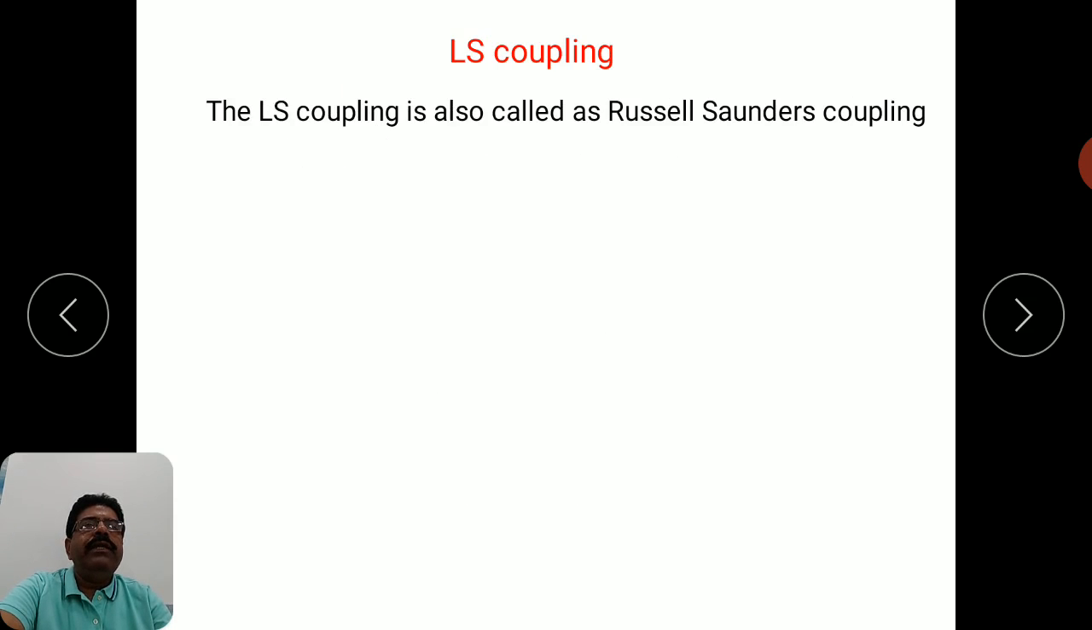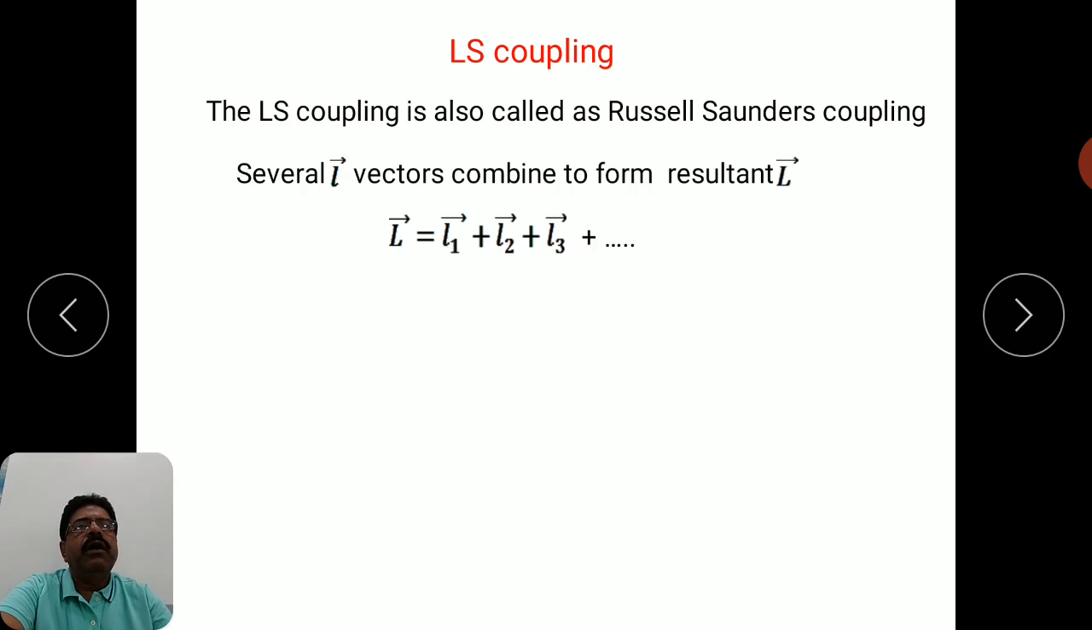Now the LS coupling is also known as Russell-Saunders coupling, which was defined earlier by the scientists Russell and Saunders, so it is named after them. So how have they defined this type of coupling? If you have a system of many electrons having different orbital momenta vectors, for example L1 vector, L2, L3 and so on, then these L vectors combine to form the resultant L.